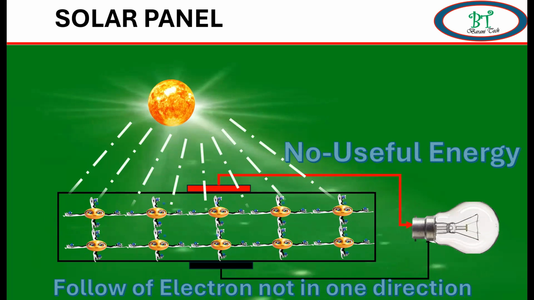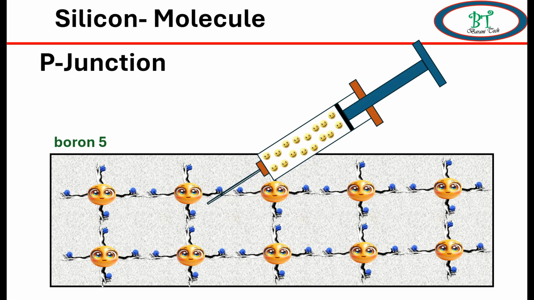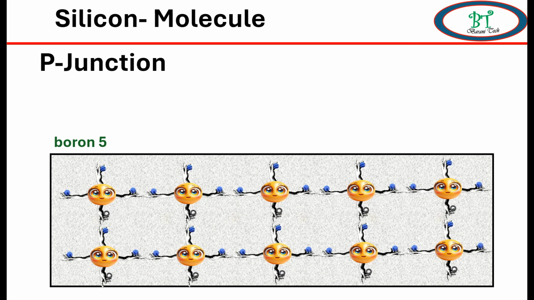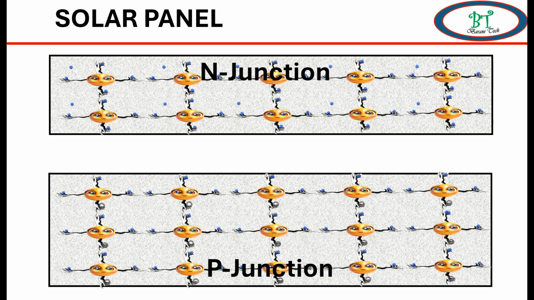For this we are going to dope the silicon wafer with one more different combination. Now they are doping with boron 5 into the silicon wafer with lighter doping. This makes one hole on some atoms, that is, some atoms have an outermost shell with 3 electrons. Here the atom becomes positively charged. This is known as P junction.